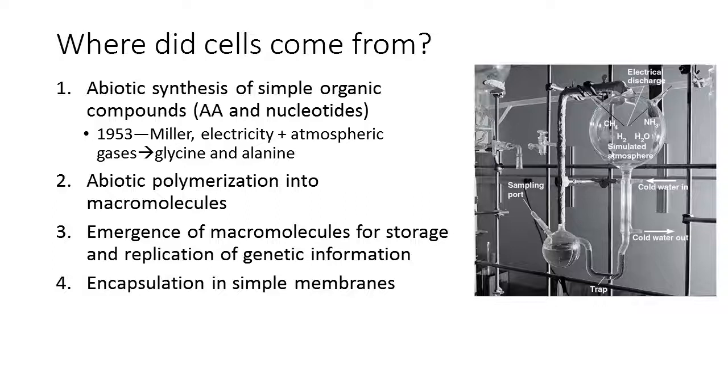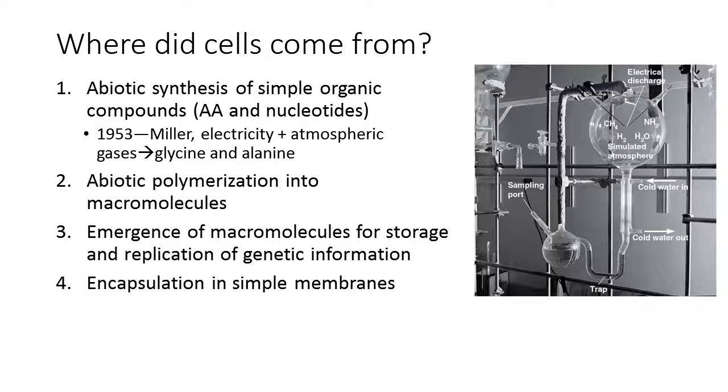The third criteria is emergence of macromolecules for genetic information. There's got to be a way for us to pass on this information from one organism to another. And it's generally considered that RNA probably came first before DNA. And that's because DNA actually needs enzymes to make it. It can't really come about without those. On the other hand, RNA can actually fold on itself and actually act as an enzyme itself. So they generally consider RNA probably came first.